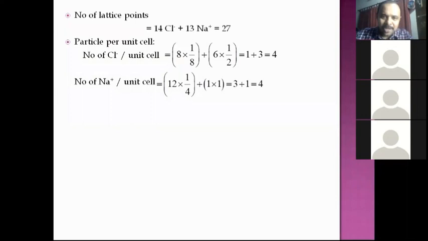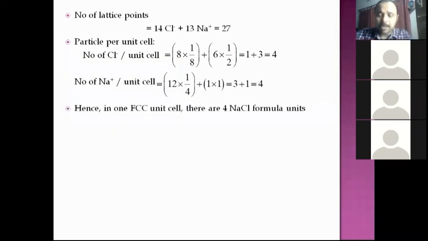Anyhow, 4 Na+ and 4 Cl-, 4 plus 4, 8, we would say. It is not so. One NaCl requires 1 Na+ and 1 Cl-. So 4 Na+ and 4 Cl- will make only 4 NaCl formula units. So in one FCC NaCl unit, there are 4 NaCl overall, from all the Cl- and all the Na+. That's the meaning of it. Fine. We'll proceed.